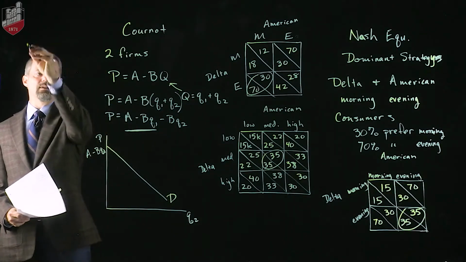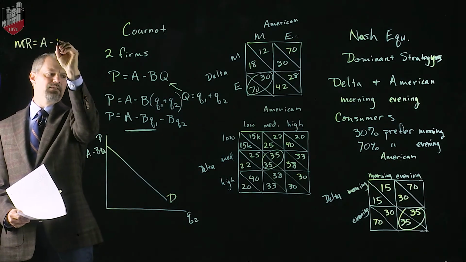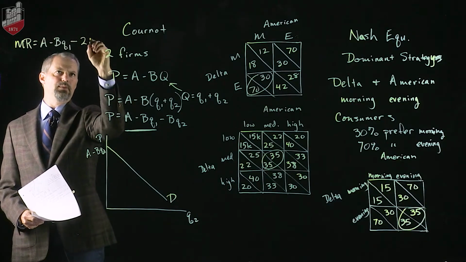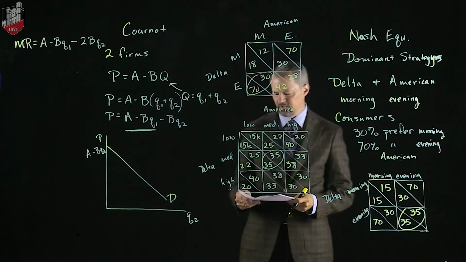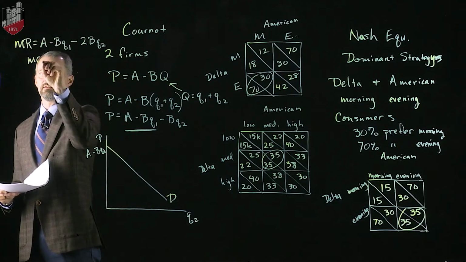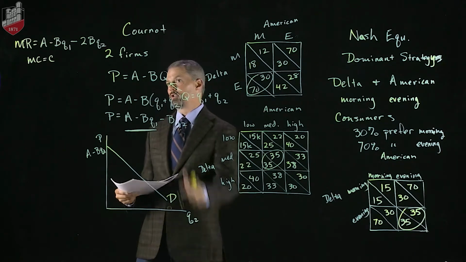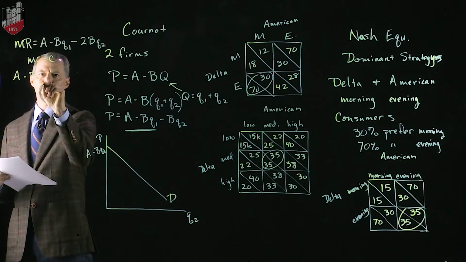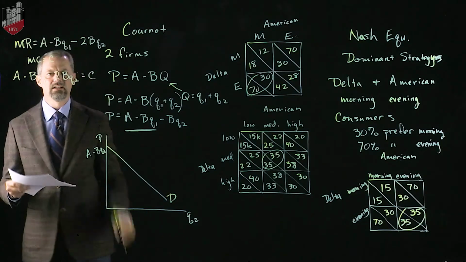Remember that the marginal revenue curve has the same intercept, which would be A minus B times Q1, and twice the slope, minus 2B Q2. There's the marginal revenue curve that firm 2 faces. We're going to let marginal cost equal C. So the firm is going to set marginal revenue equal to marginal cost. We're going to get A minus B Q1 minus 2B Q2 equals C.